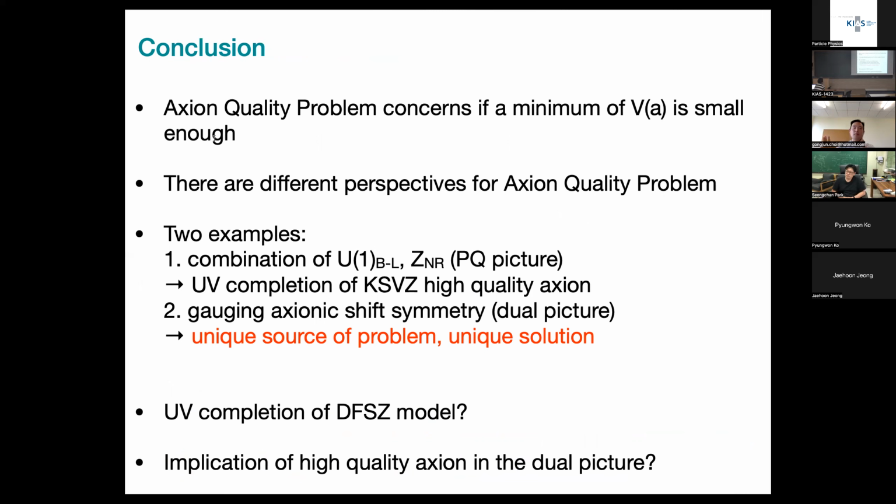Again, the axion quality problem is a very trivial point. It's about where the global minimum of your potential is. Is it zero, or if it's not zero, how small is it? That's the quality problem. There's nothing sacred or deep, but there can be several different perspectives towards it. Also, of course, Professor Sungwoo Park is working on wormhole physics, and someone is addressing this issue based on wormhole physics studies. So there are many different perspectives towards the axion quality problem.